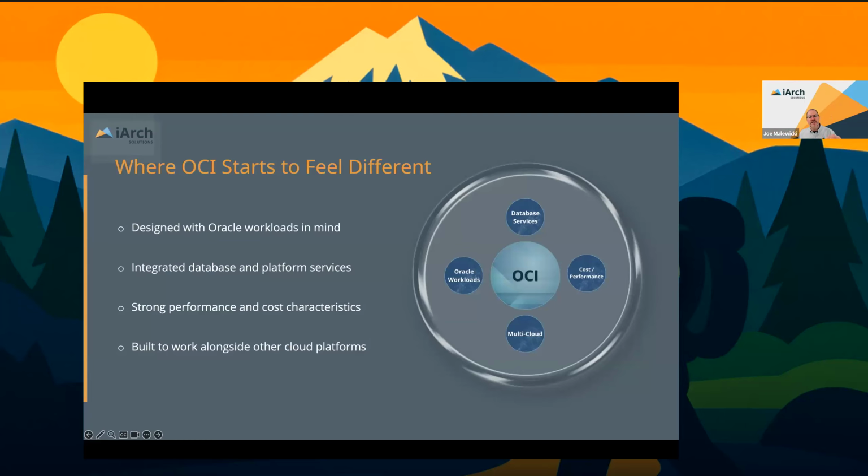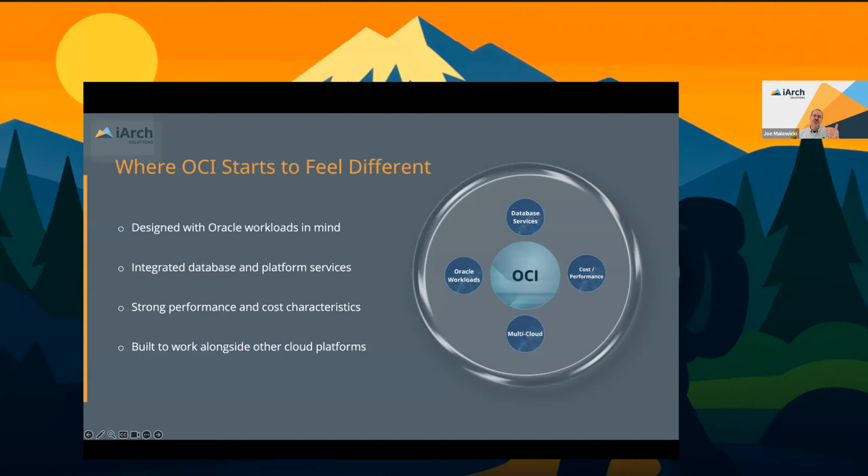So first, OCI is built, I keep saying this, enterprise first, Oracle workloads first. Databases, development platforms, HCM, SCM, EPM, ERP, analytics toolsets, you name it. The platform is optimized for those systems to support the best performance and cost of ownership in a way that's more native than what you would typically see on a general purpose cloud. And we kind of call the other vendors general purpose clouds.